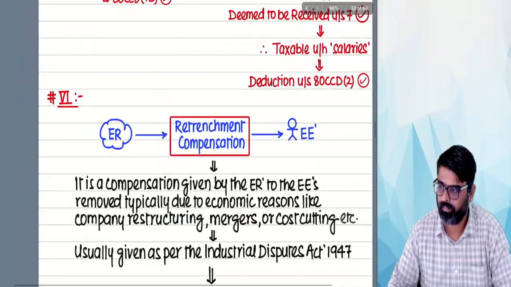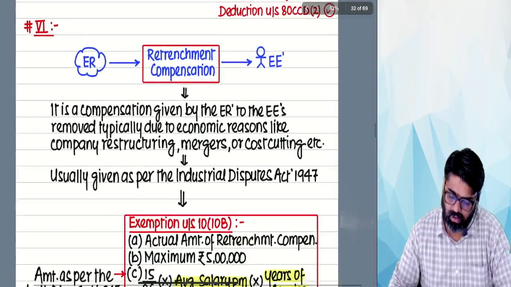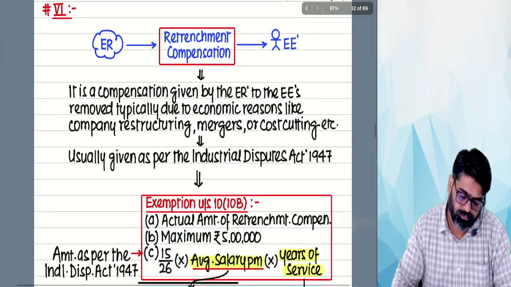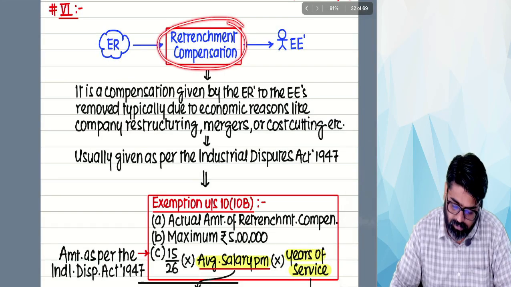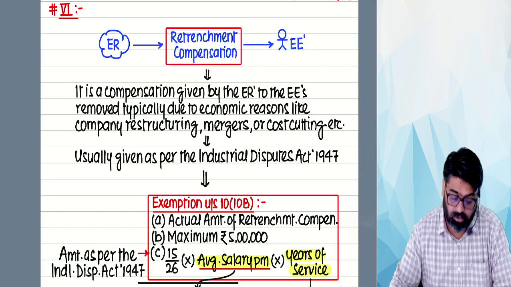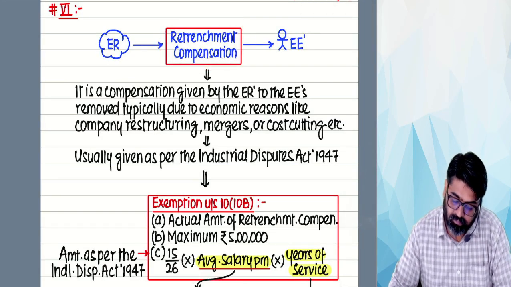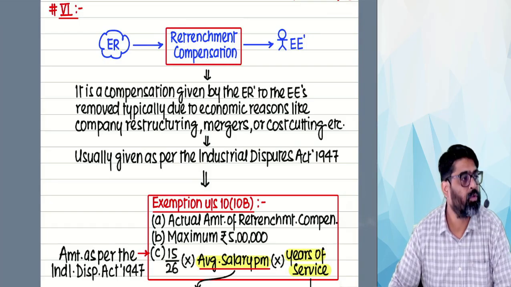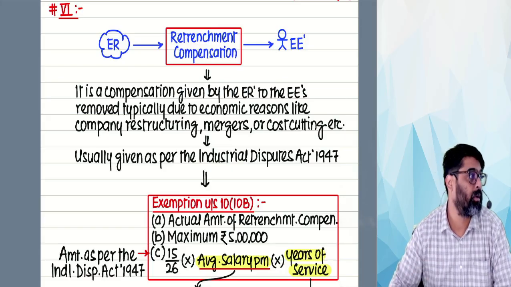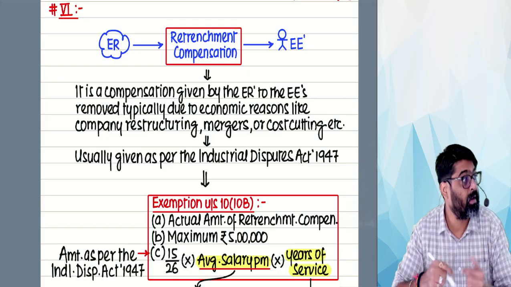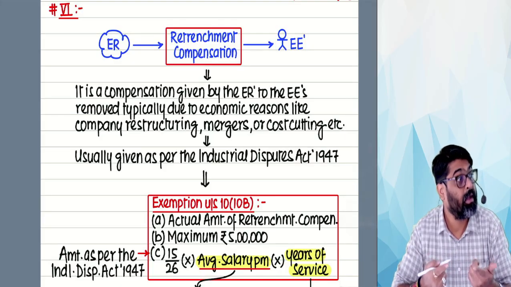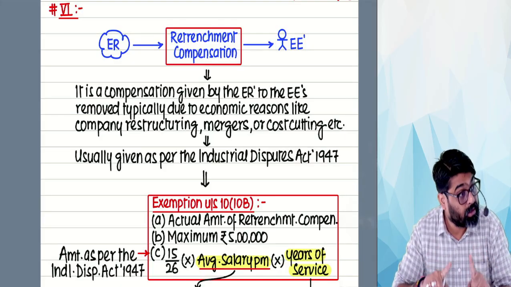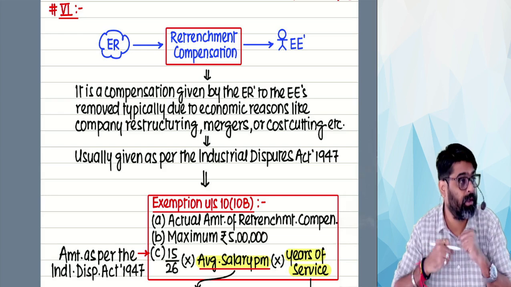Compensation. Have you heard about retrenchment? No. Retrenchment means what? Retrenchment means when the employer removes the employees. Employer removes the employee. One employee or many employees? Many employees together, due to some economic reasons.